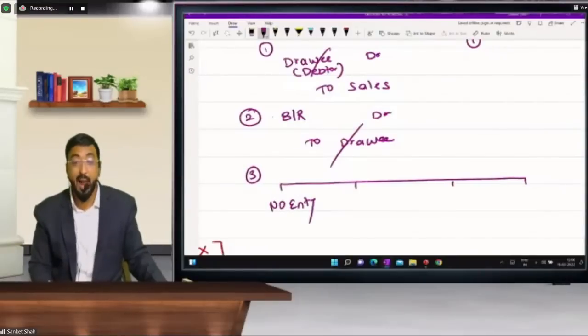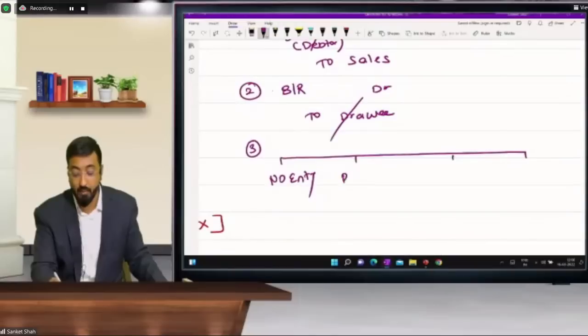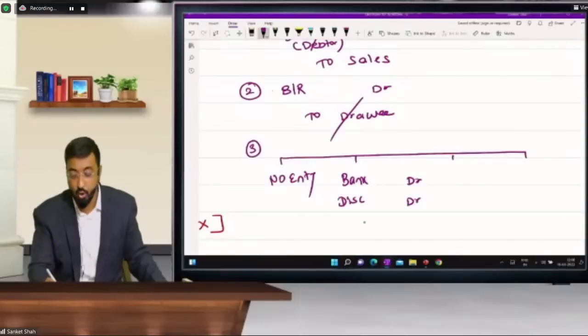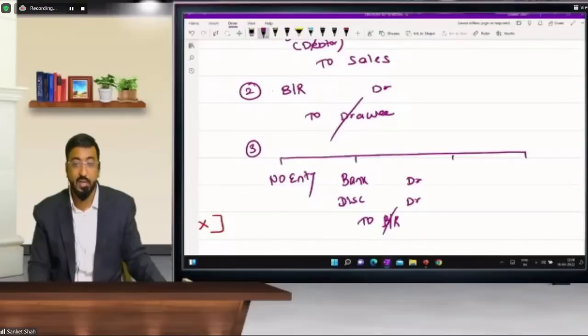Second situation: I will visit the bank and collect some money, but the bank will pay me less amount. Therefore, discount account is debited. The bank is paying me 90 rupees. Discount is my loss, to bills receivable. You can see here bills receivable is getting cancelled, so the bill is not with me.